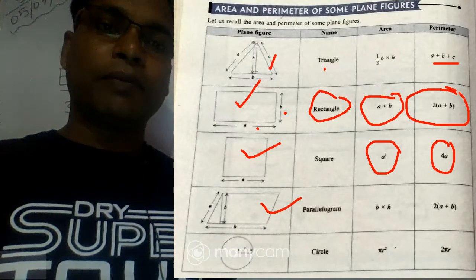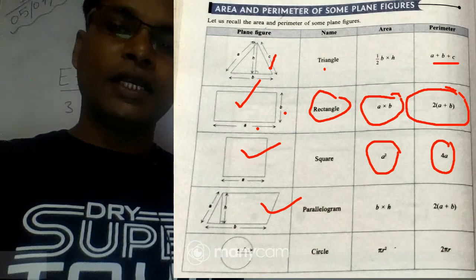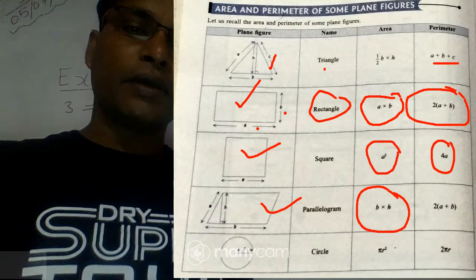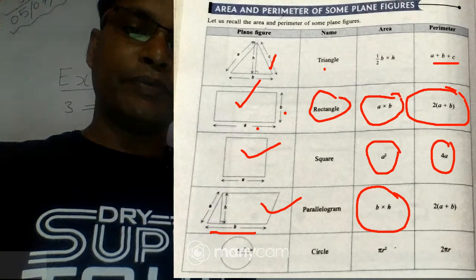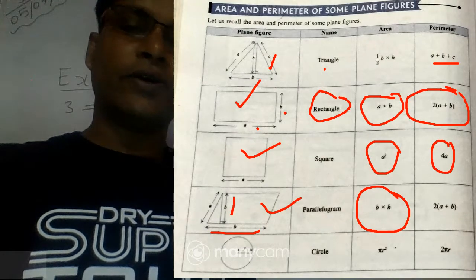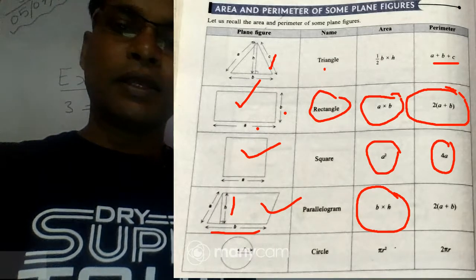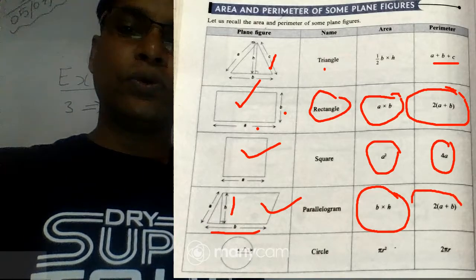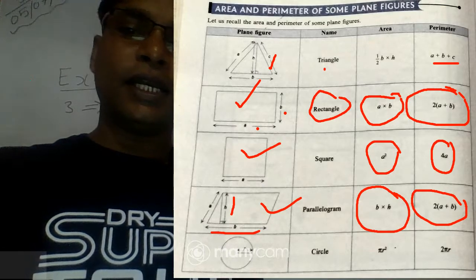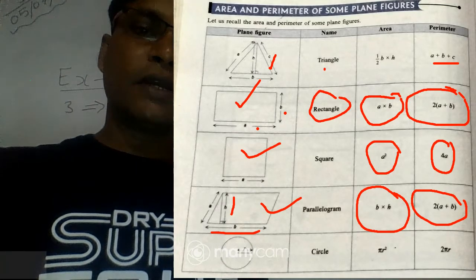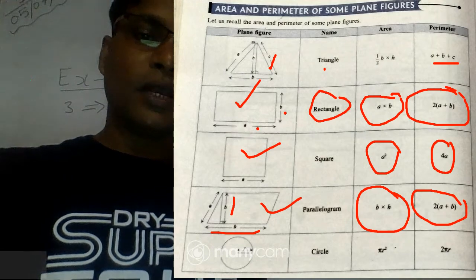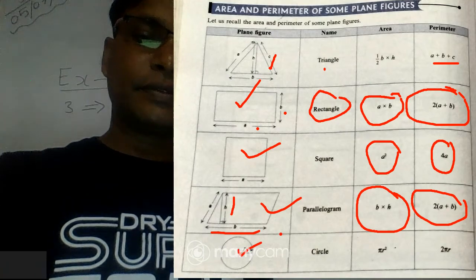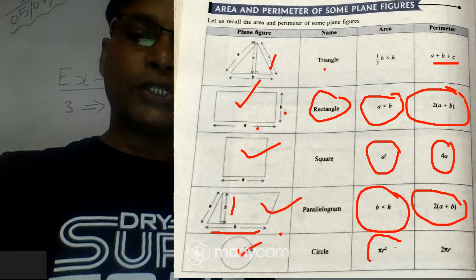Now this is a parallelogram. In a parallelogram opposite sides are parallel and equal. Area of a parallelogram is base into height. This is the base B and this is the height H. Area of a parallelogram is base into height. Perimeter of a parallelogram is 2 into (length plus breadth). Here length is A and breadth is B.